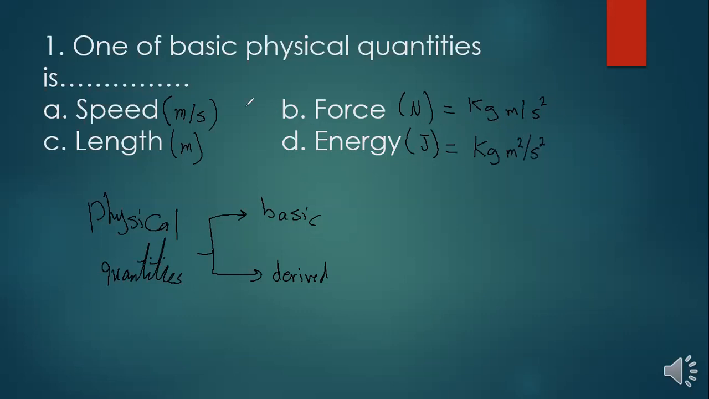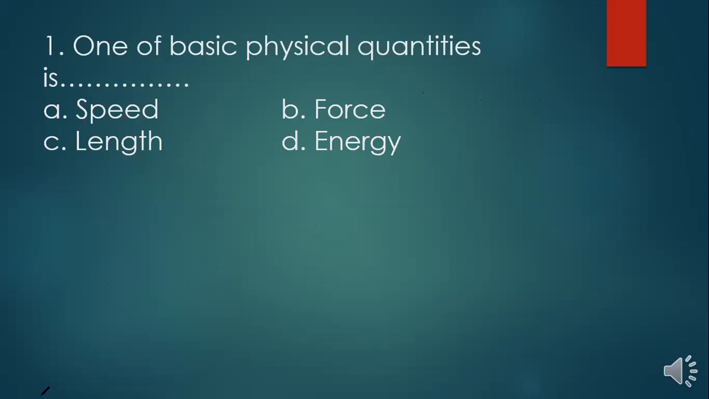So as you can see here, three of them originate from either kilogram, that's for mass, or length, or time. The only one which is a basic physical quantity is length, right? So the answer here is length. Okay, this is for the first question, right?